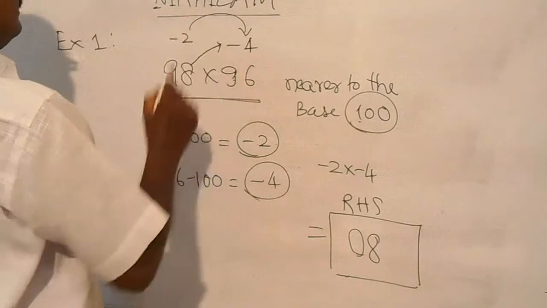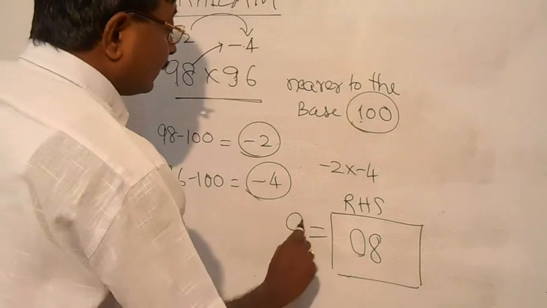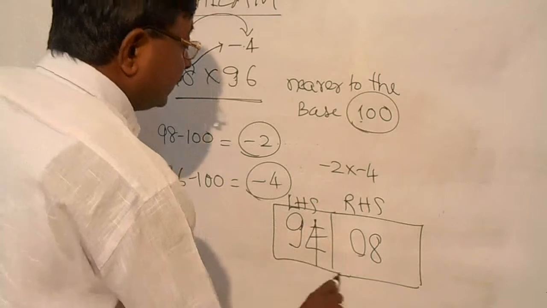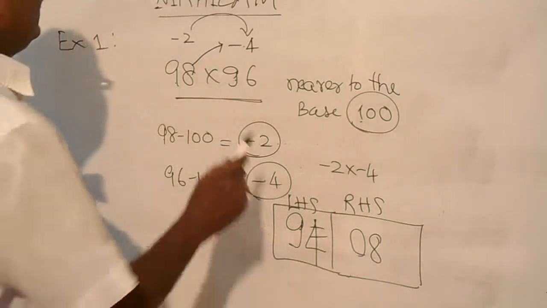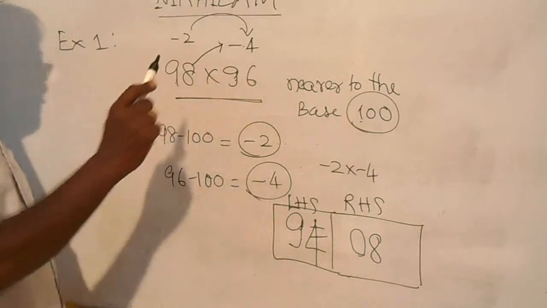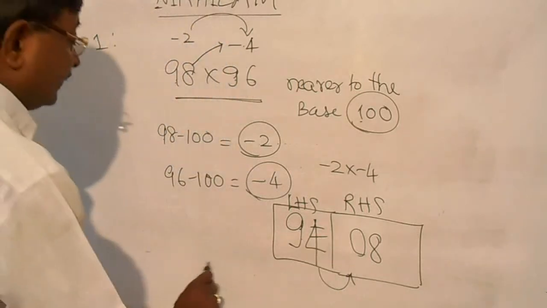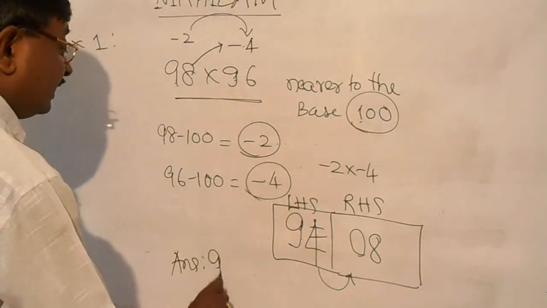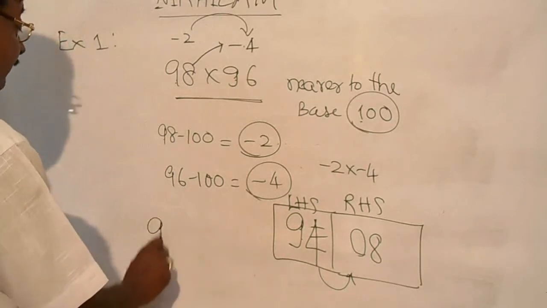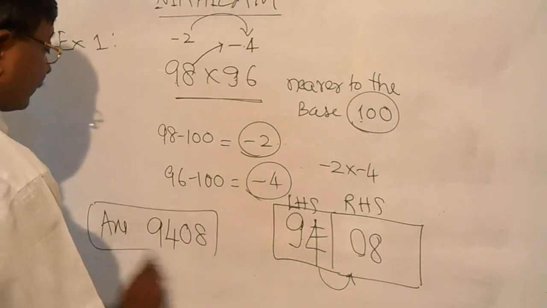Next, crosswise, you have to subtract the number. 98 minus 4 is 94, forming the LHS. In both cases, 94 only will come. Just see this: 98 minus 4 is 94, and 96 minus 2 is again 94. So we join the LHS and RHS, forming the answer. My answer is 9408.